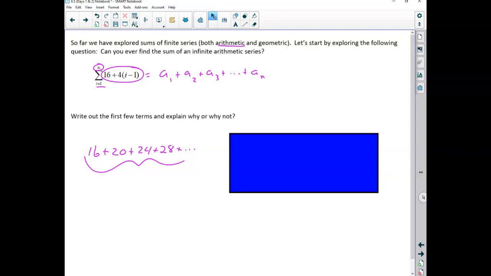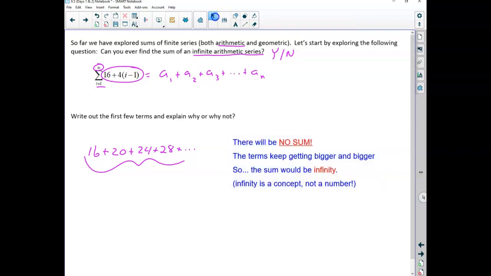Can we find the sum of an infinite arithmetic sequence? Yes or no? Well, what is this going to add up to if I continue to find the terms? Well, no, there's not going to be a sum. And the reason there's not going to be a sum is, check this out, my terms keep getting bigger and bigger and bigger. And if I keep adding them all up, what are they going to sum up to? They're going to sum up to infinity.